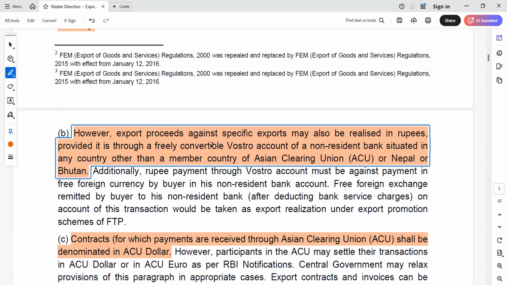However, export proceeds against specific exports may also be realized in rupees, provided it is through a freely convertible Vostro account of a non-resident bank situated in any country other than a member country of the Asian Clearing Union (ACU) or Nepal or Bhutan.